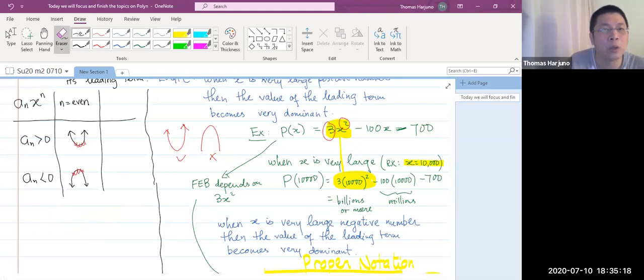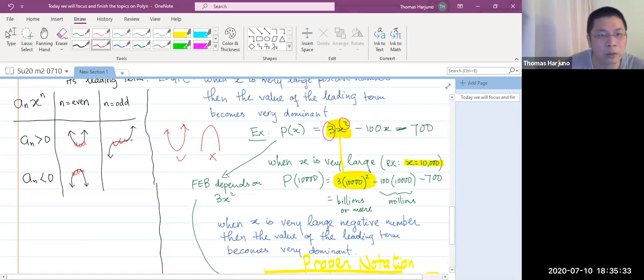Now that's for a very quick example. Now, what happens if the degree is odd? If the degree is odd and the leading coefficient is positive, then it will look like this. Again, we don't know what happened in between. Now, if the leading coefficient is negative, you basically flip that upside down, so it looks like this. Again, we don't know what happened in between.